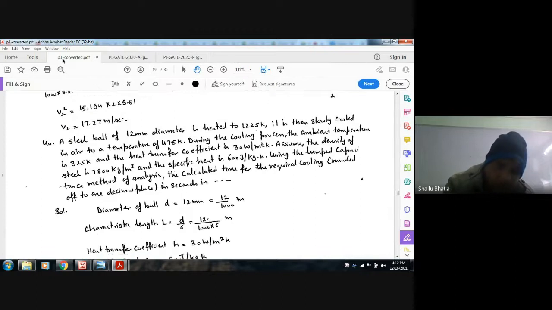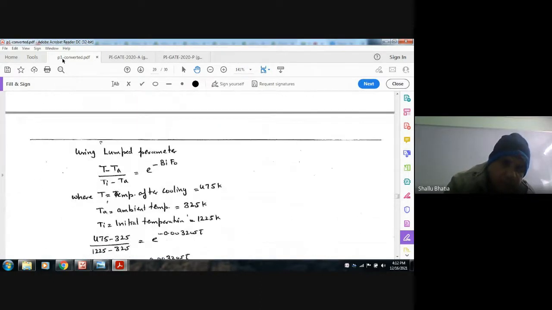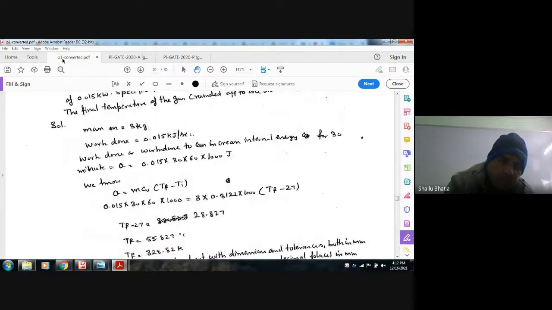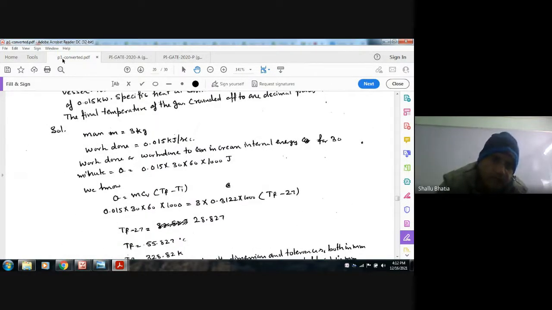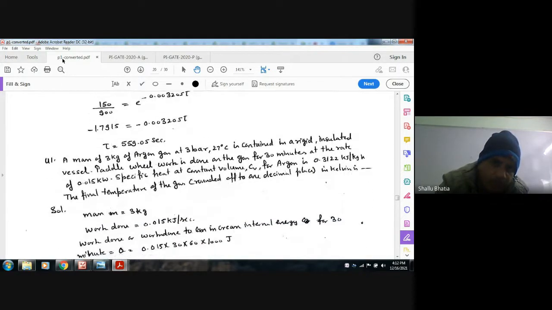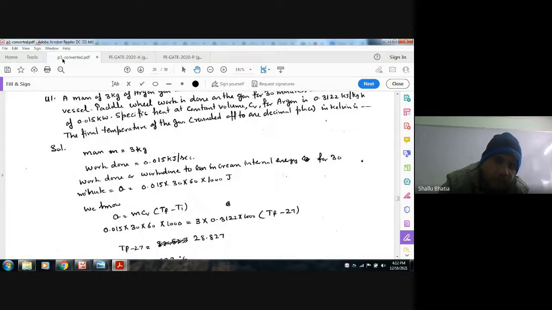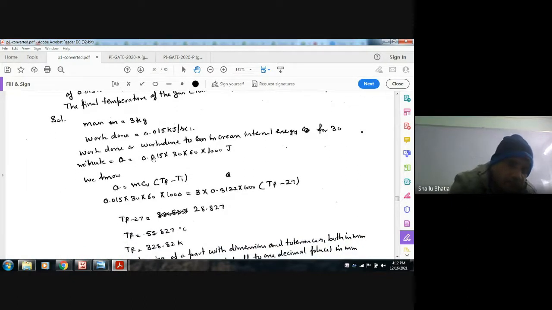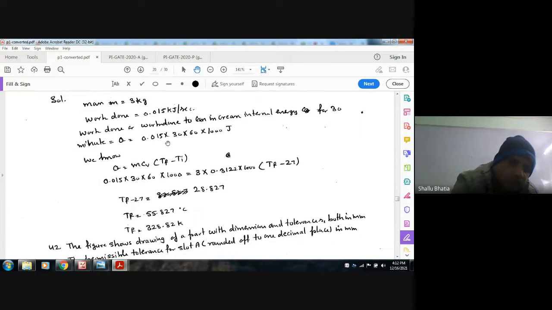So M is 3 kg. Work done is 0.015 kilowatt, and for 30 minutes it is this multiplied by 30 into 60 into 1000. So this amount of work will be converted into heat, so that will be Q. So this will be m Cv times the temperature change. From this we can calculate the result, that is 55.827 degrees Celsius, or 328.82 Kelvin. Question number 41.